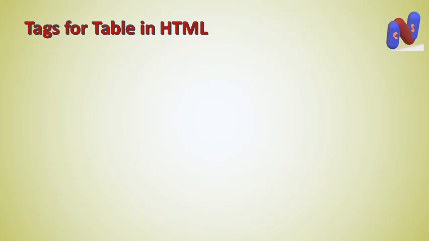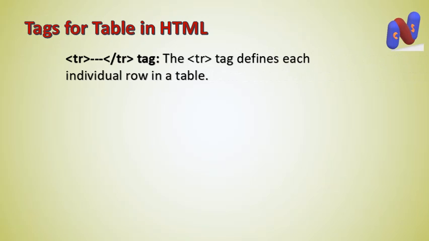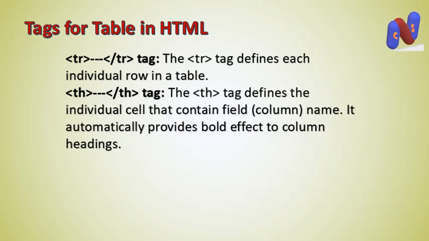Now, tags for table in HTML. So the tr and closing tr tag. The tr tag defines each individual row in a table. That means whenever we have to insert a row in a table, we have to use the tr tag.